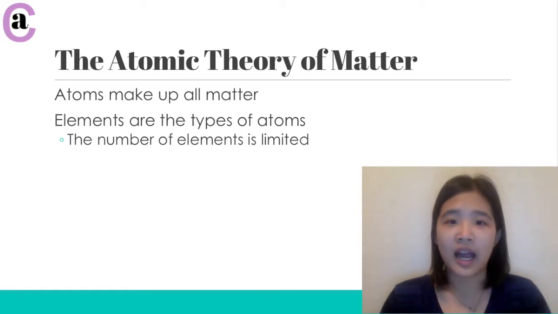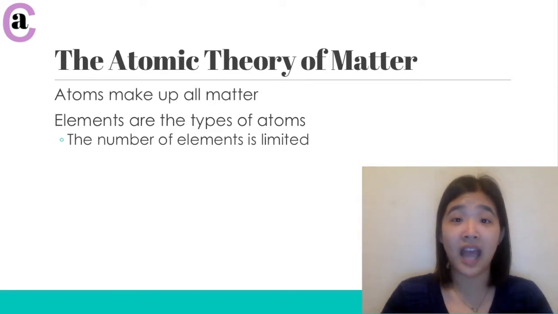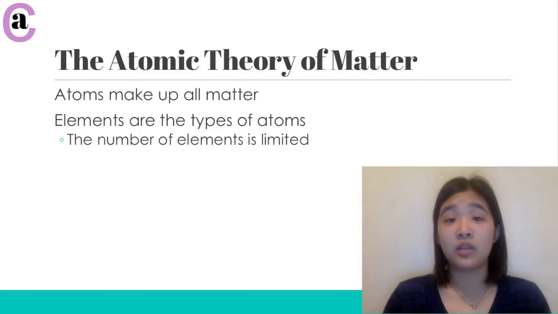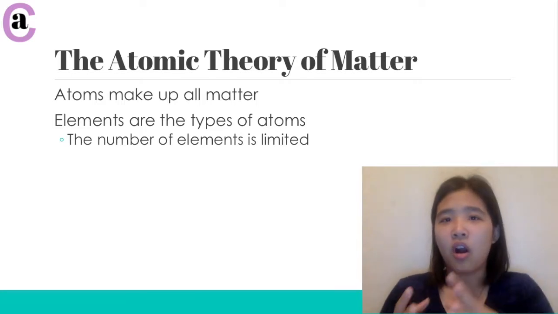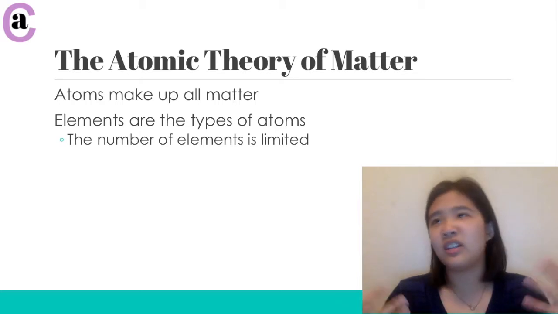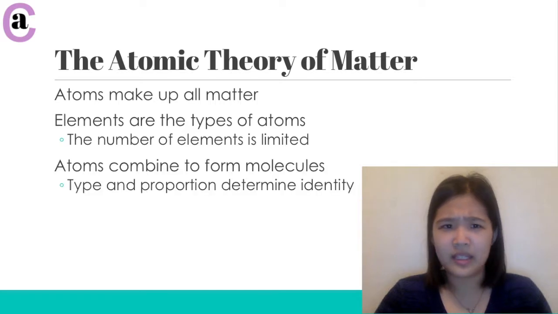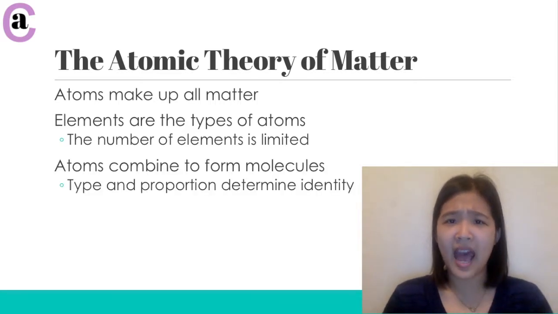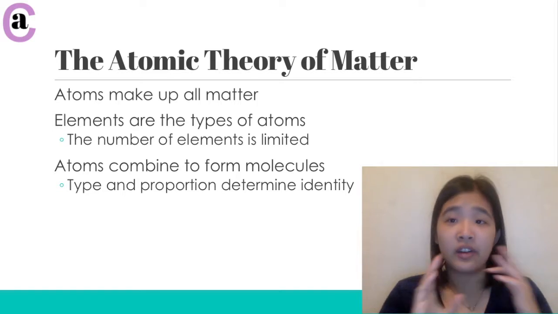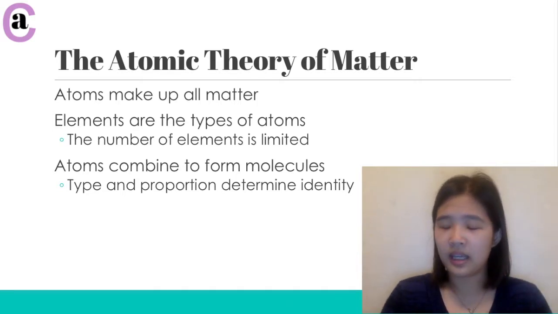All of these different kinds are called elements, and the number of elements is limited. You probably already know that elements are classified by the number of protons that they have in the nucleus. But basically what you need to know is that atoms are all different kinds of elements. You have oxygen, lead, boron, neon, all of those different elements. And you need to know that atoms combine to form molecules. These vocabulary words, atoms, elements, molecules, are important, but they're also very basic, so you should already know those.